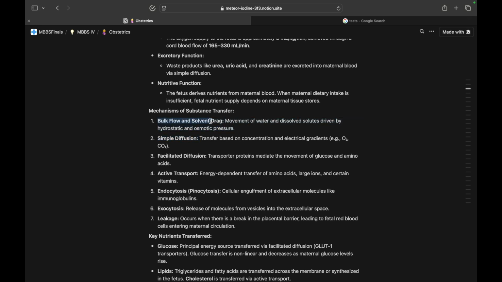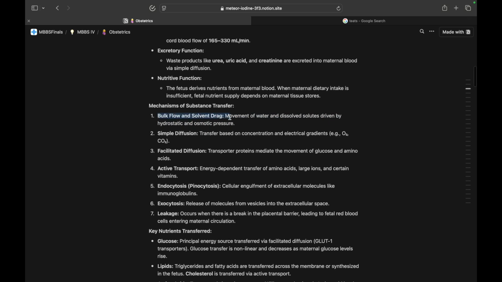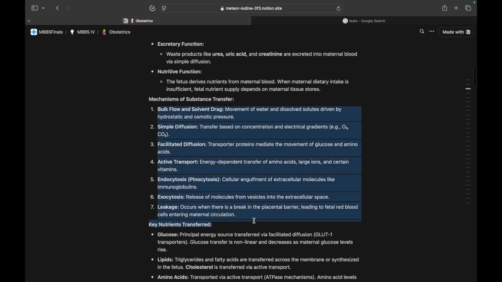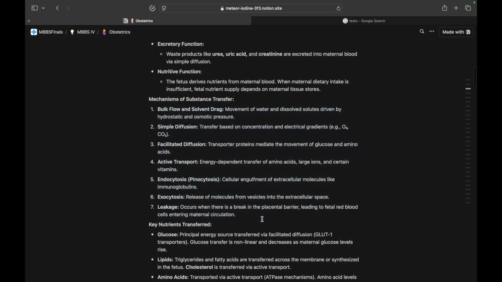Coming to bulk flow and solvent drag: movement of water and dissolved solute driven by hydrostatic and osmotic pressure. I won't go into the details, but this is mostly the principle of so many drugs and all of that. Mannitol, and also the renal side, so many things depend on this. We can apply the same thing over so many sections.